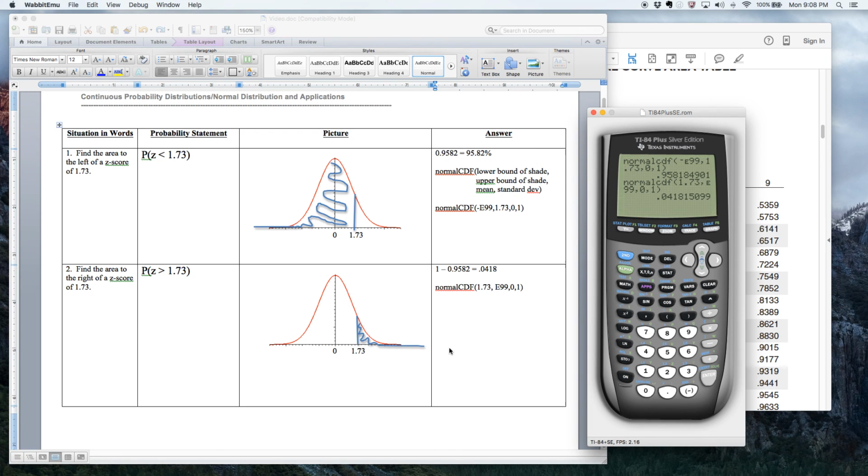One other thing I should point out about the general E99 business, I think it's kind of funny. For instance, this answer, which is 0.0418, was from shading from 1.73 to infinity. Watch what happens if I bring up that last statement, and I'm going to change that E99 to 100.